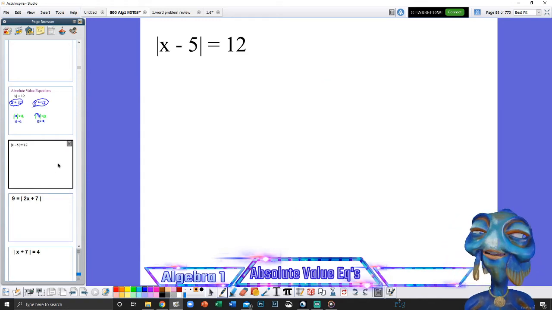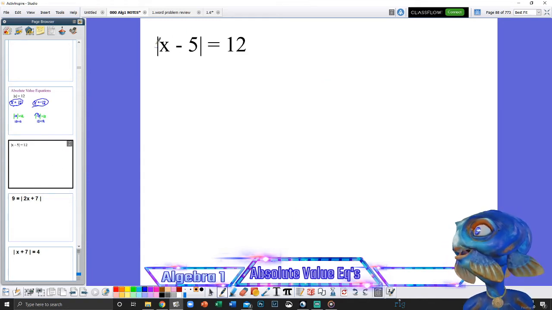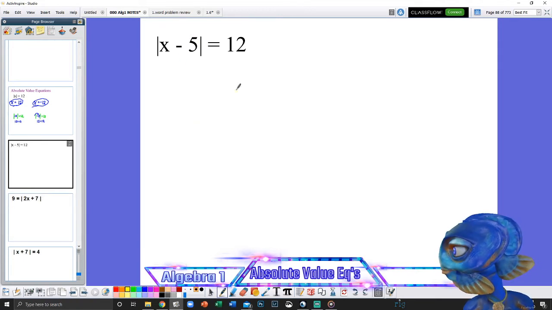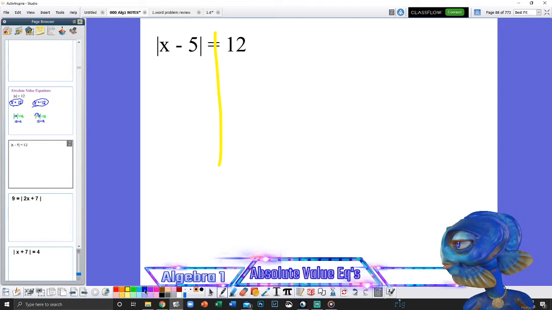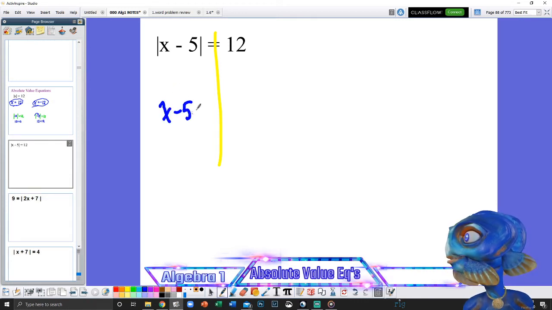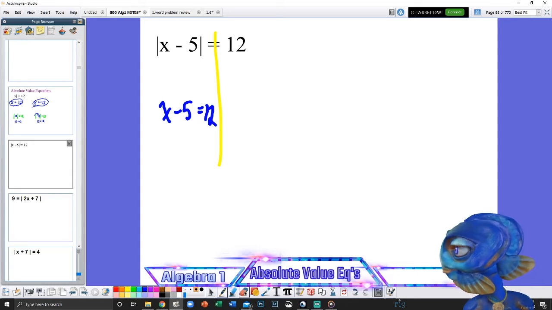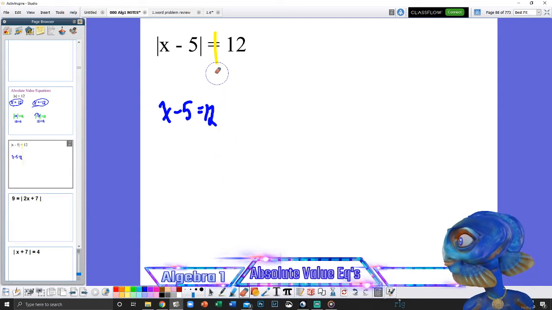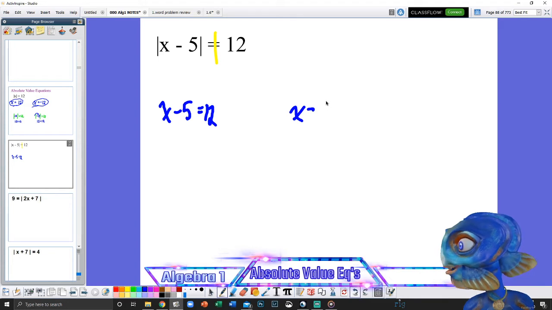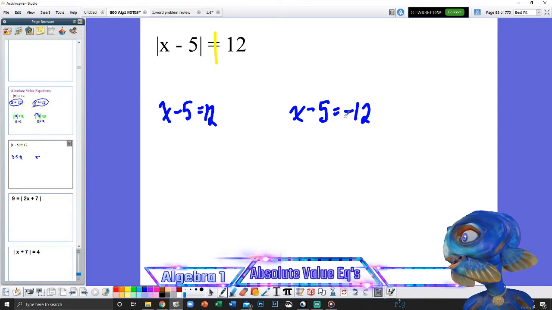Alright, let's make it a little trickier. This time, notice the absolute values are all alone on this side of the equal sign. They must be all alone for this to work. Since they're all alone, I'm going to write it 2 times. x minus 5 equals 12. Let me get rid of this. Too much. And then x minus 5 equals 12, but this time I make this negative 12.